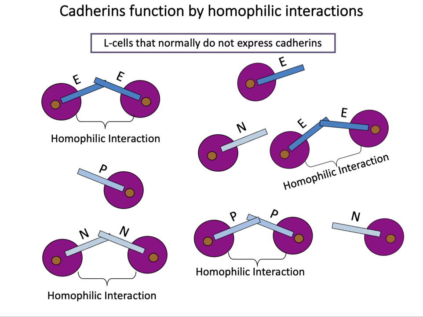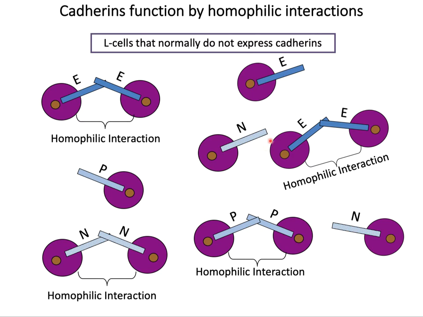So cadherins form homophilic interaction with cadherins in the neighboring cell. And this is really well illustrated in an experiment that was done quite a few years ago, and it is shown in this cartoon. There is a type of cell called an L cell, and these are found in the intestine. A mouse L cell does not normally express cadherin.